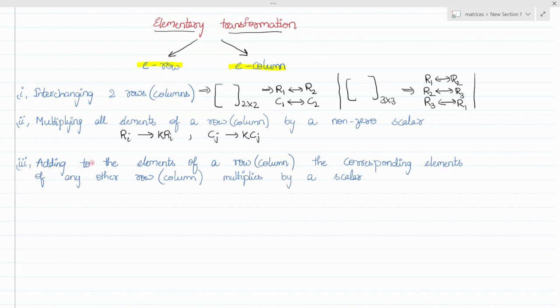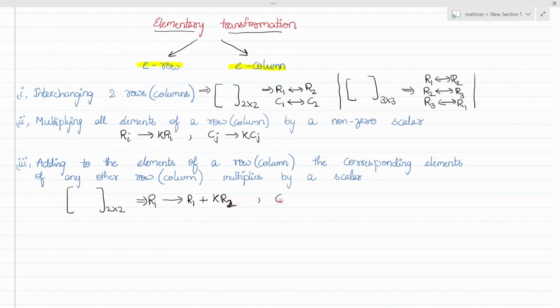The third one, adding to the elements of a row or a column the corresponding elements of any other row or column multiplied by a scalar, which looks something complicated, right? So let's take an example. If there is a 2 cross 2 matrix, we can write it as row 1 can be changed as row 1 plus a scalar multiplied with its corresponding elements of the other row. Sorry, it's row 2, the corresponding elements of the other row.